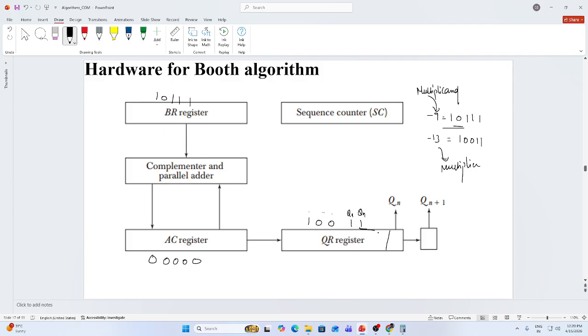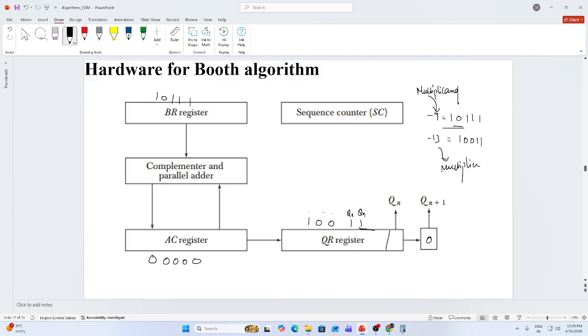Now in the case of the Booth algorithm, the extra thing is that I need to monitor 2 bits, with the initial Qn plus 1 initialized with 0. Initially Qn plus 1 is initialized with 0. To take the decision I need to monitor the 2 bits Qn and Qn plus 1. This is the important thing, you need to understand.